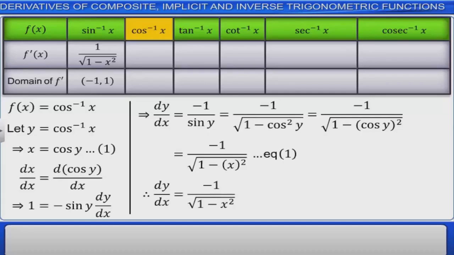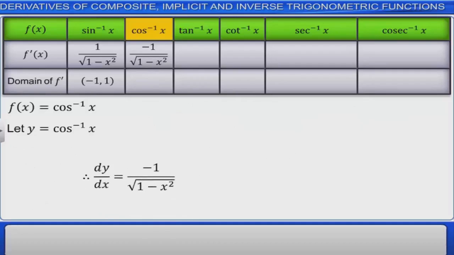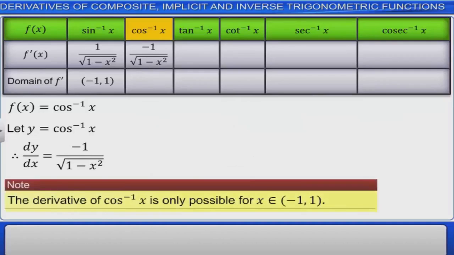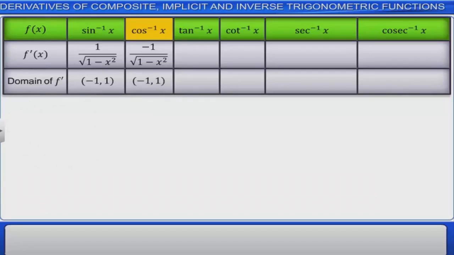The derivative of cos inverse x exists only in the open interval -1 and 1. Now, consider the function f of x is equal to tan inverse x. Let y be equal to tan inverse x. This can also be written as x is equal to tan y. Let this be equation 1.